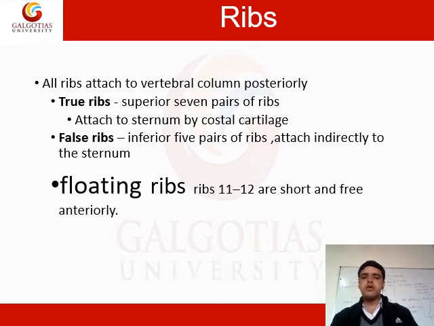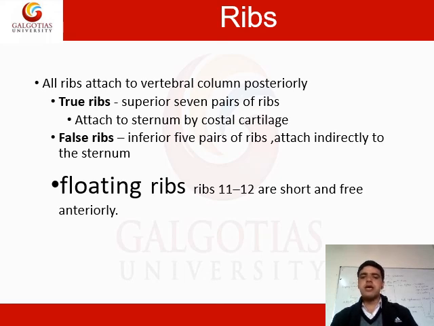The superior 7 pairs of ribs are termed true ribs. Why the term true has been given to them? Because they attach to the sternum by the costal cartilage on the anterior surface. The false ribs are the inferior 5 pairs of ribs. The term false is given because posteriorly they are attached to the vertebral column, the thoracic vertebrae, but anteriorly they are not directly attached to the sternum. After the seven pairs, the next 3 pairs are indirectly attached to the sternum.